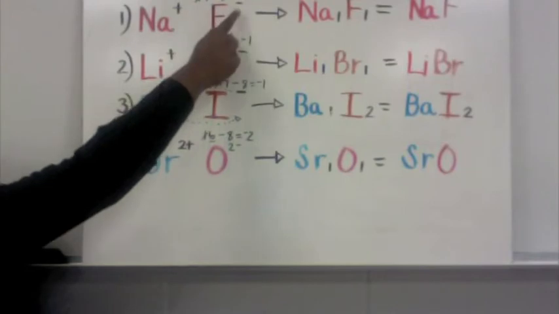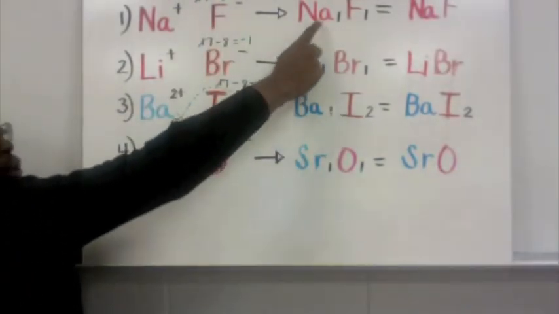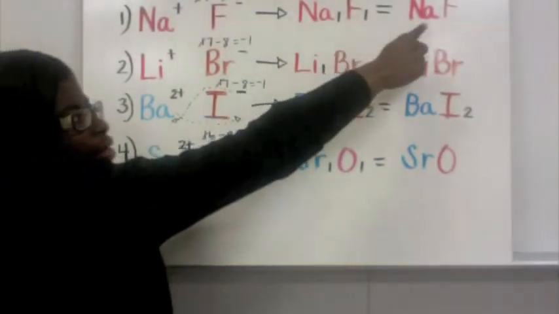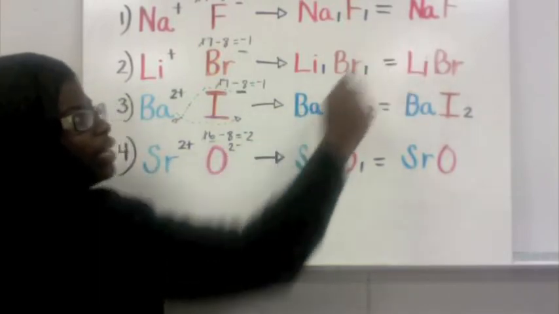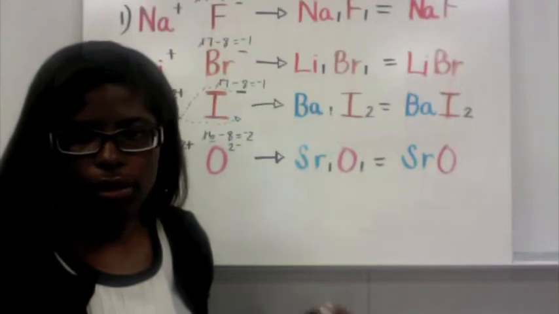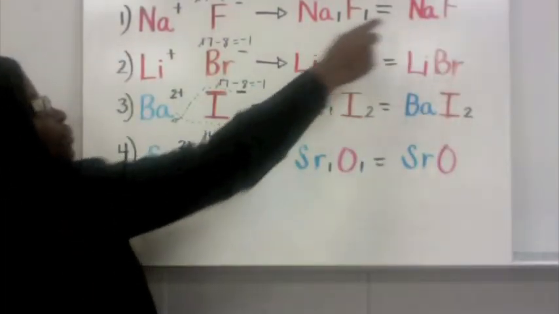A +1 and a -1 equal 0. What that's going to give you is 1 atom of sodium and 1 atom of fluorine, and together you're going to have sodium fluoride, and it's just 1 atom of each. When you have 1 atom of each, you will not write the numbers in for the formula. So this is what the formula would actually look like.